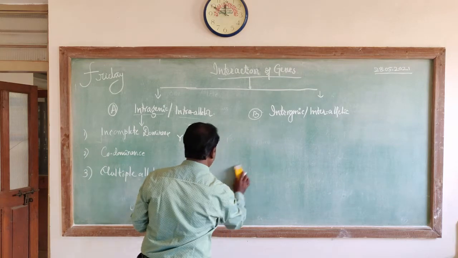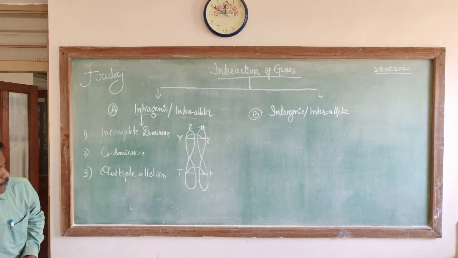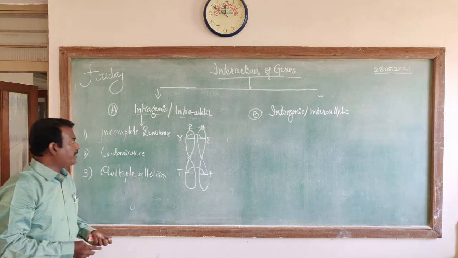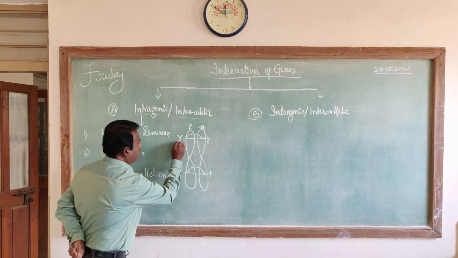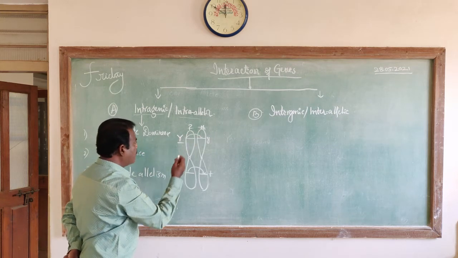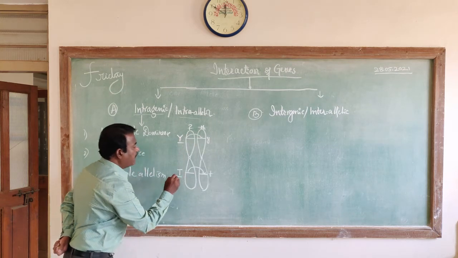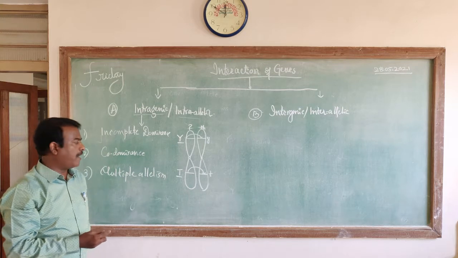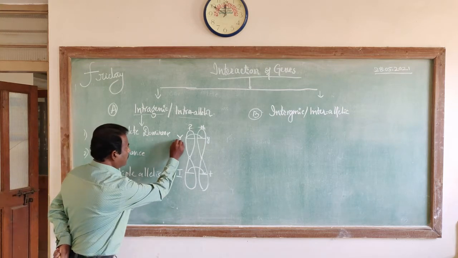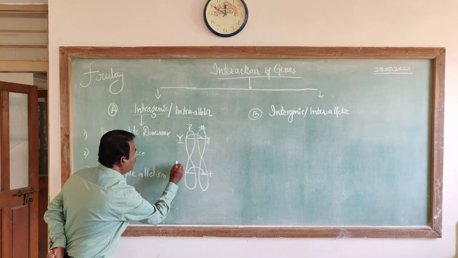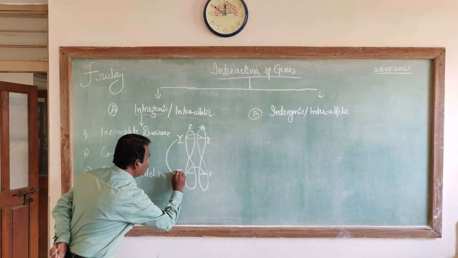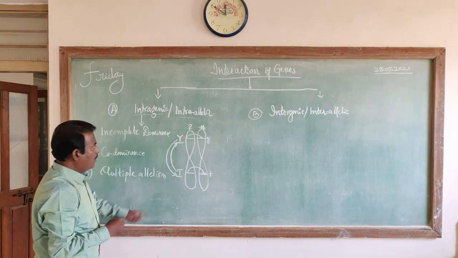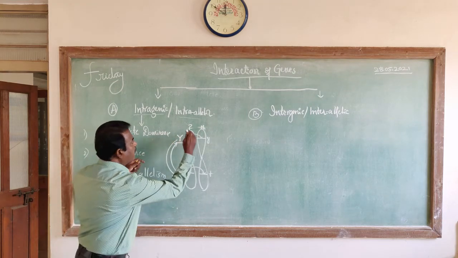Now, something different. What is it? Instead of, if we consider this is a dominant allele for color of the seed, this is a dominant allele for height of the stem in pea plant. If this dominant allele interacts with this, or this dominant allele interacts with this, which are belonging to the different locus.